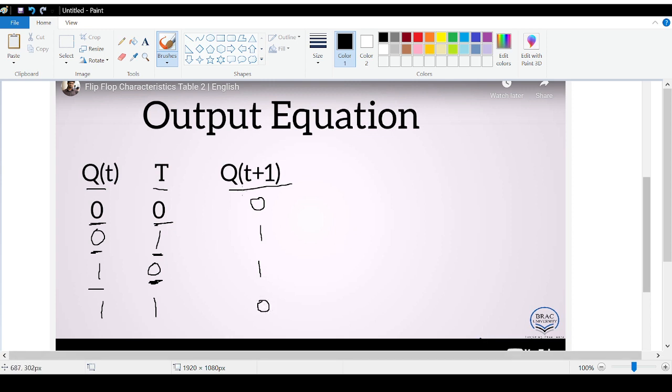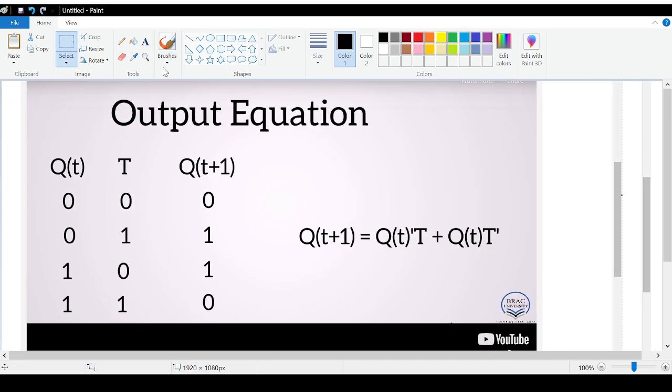So now can you find the equation for Qt+1? What gate does this work like? XOR gate. Right, so the next state will be the XOR between the current state and T. So Qt+1 will be Qt bar into T, or Qt into T bar. So this will be the next state's equation.